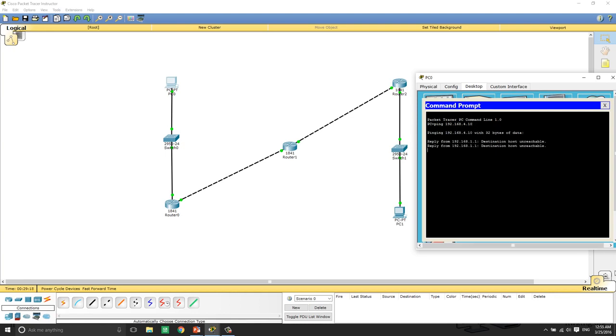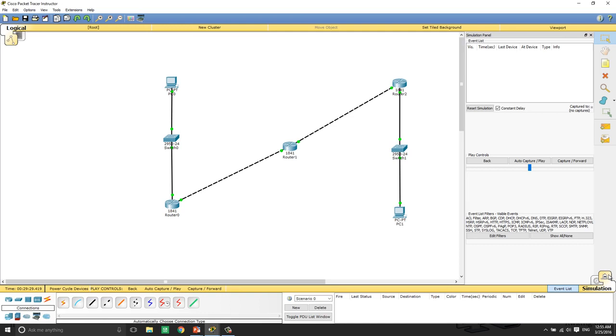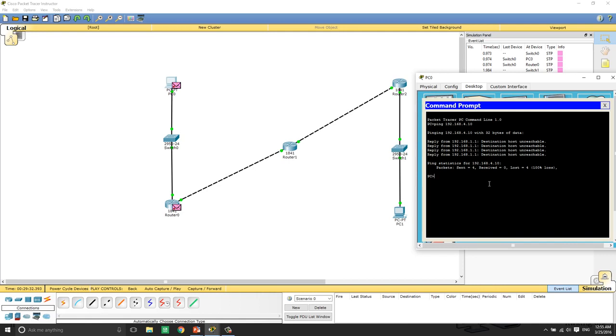So I ping this. Let's go into simulation mode. So capture and forward packets. Okay, PC1 STP. I think we just lost it. So let me do that again. Where is that? It's here. I'm going to ping, and let's see what happens.